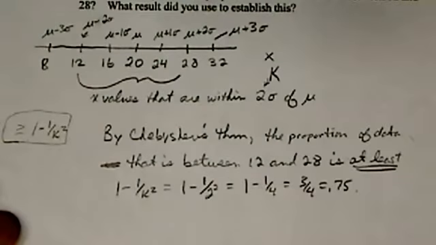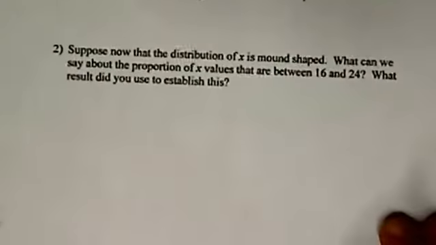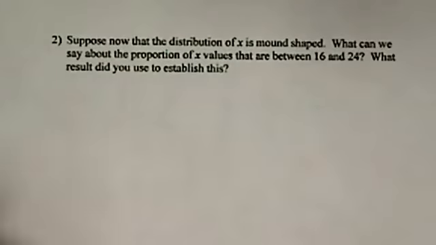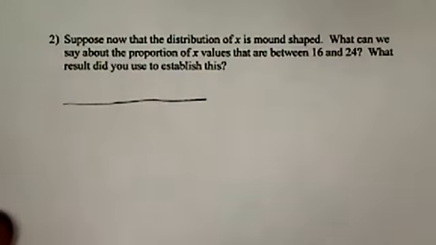Now, what if we can be a little more stringent about what we know about this data set? Let's add a condition to it. Suppose that we have a histogram, or some other means that tells us that the distribution of this data is mound-shaped. If we got that information, what further can we say about the proportion of x values that are between $16 and $24? What proportion of stock values are between $16 and $24? That's basically the question here. And what result would we use to get such an answer?